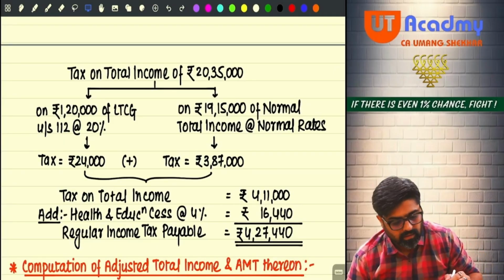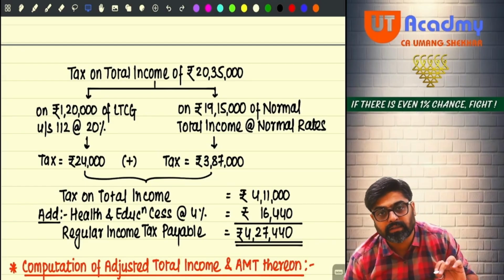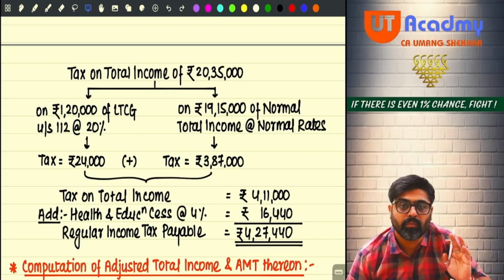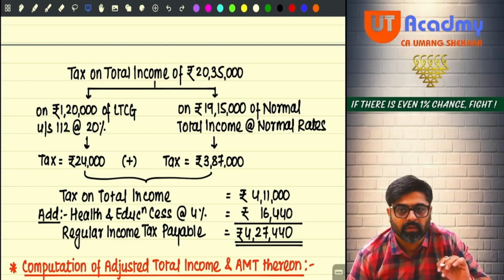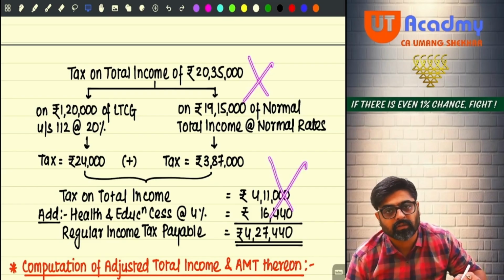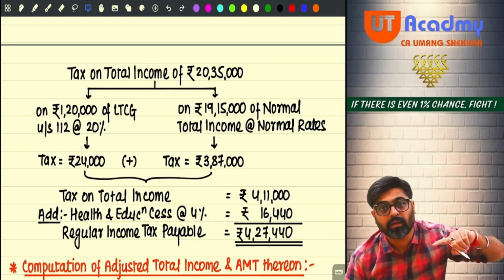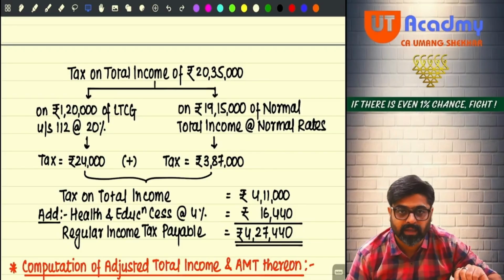Please check whether the 18.5% of your adjusted total income, meaning AMT, is more than your regular tax. If it is, we will ignore this total income, we will ignore this tax, and we will take AMT from you, and adjusted total income will be deemed to be your total income. Yes or no?